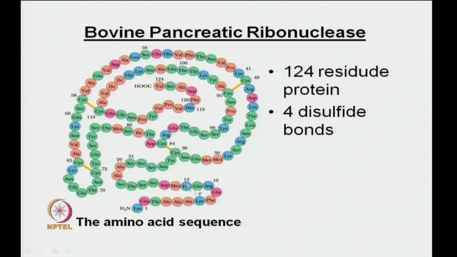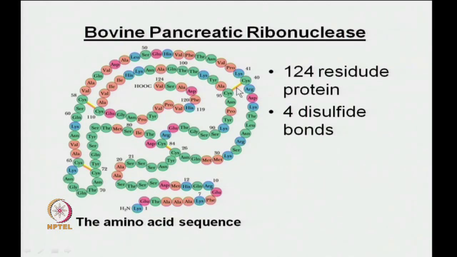So, what he did was, he took this 124 residue protein, bovine pancreatic ribonuclease, also called RNase. This one has 4 disulfide bonds, that means 8 cysteine groups. You can see the different groups out here. So, for example, if we start from say 1 out here, here is one group, here is one, here is one, and here is one. So, they are about like this, 4 disulfide bonds.